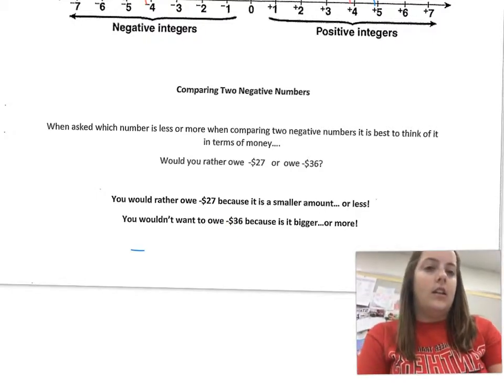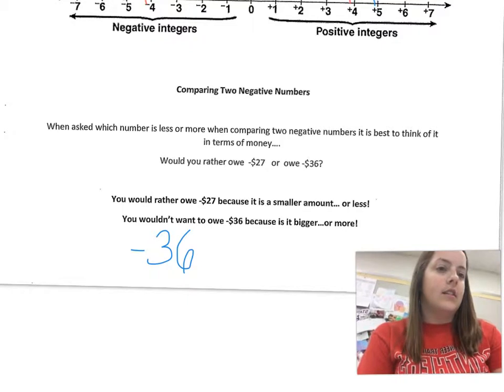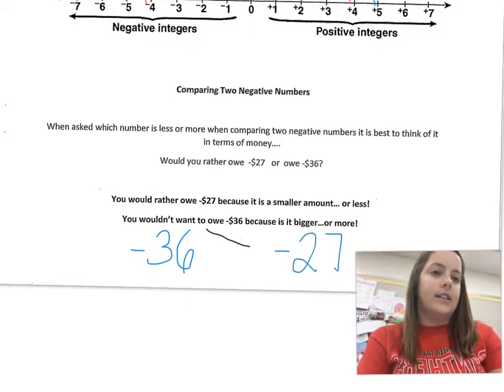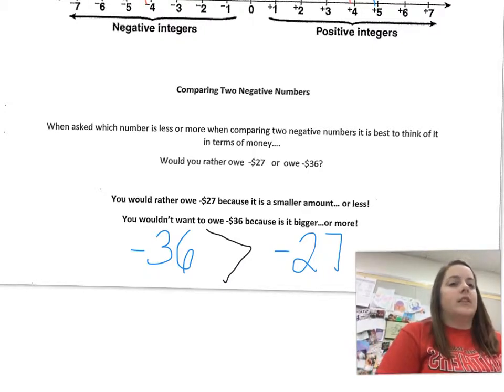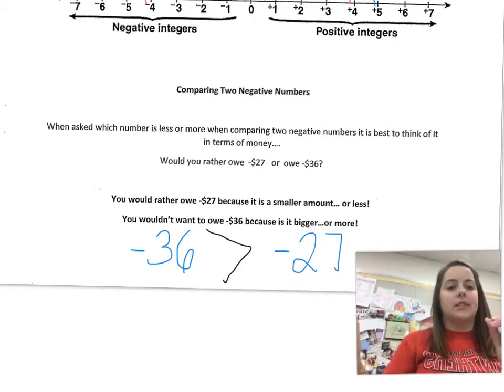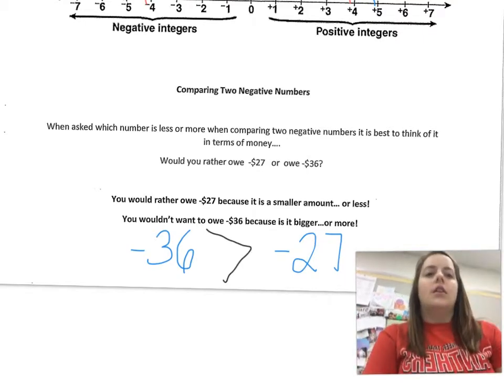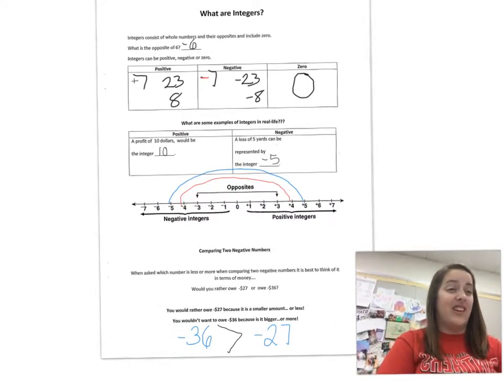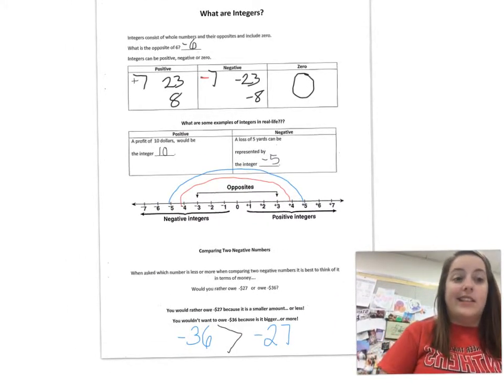So if you had -36 and -27, we would say that -36 is less than -27, right? Because you owe more, because it's further away from 0. So this step is kind of tricky. So I would really encourage you to watch this video more than once because it's kind of tricky indeed.